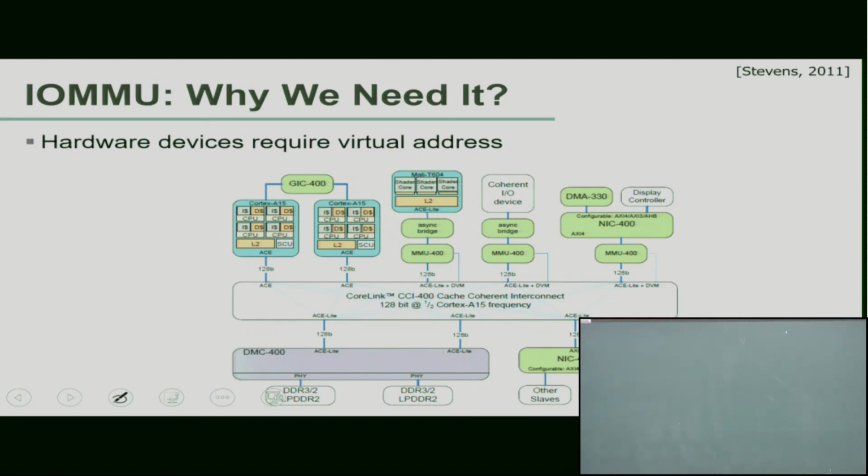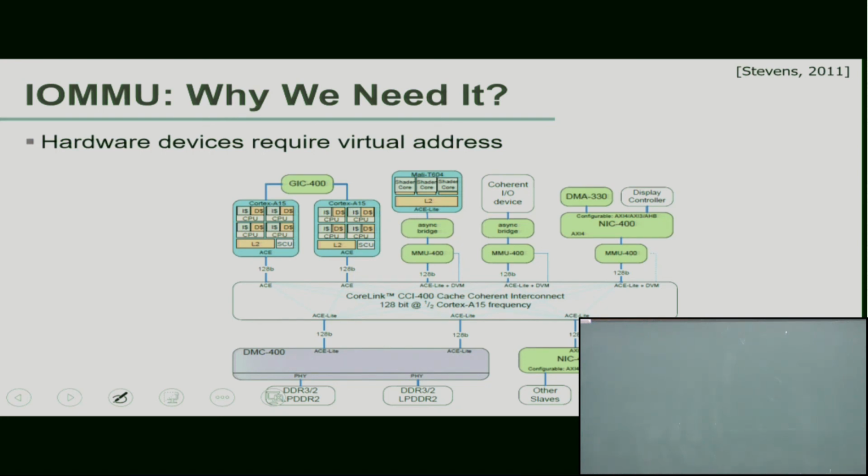IOMMU means input-output memory management unit. IO is input-output, and MMU is memory management unit. So why do we need it? The point is that each hardware device requires its own virtual address space. That's the point I want to make.